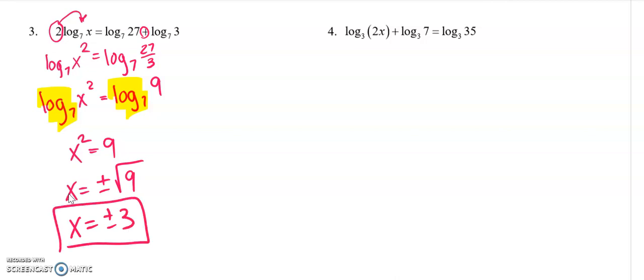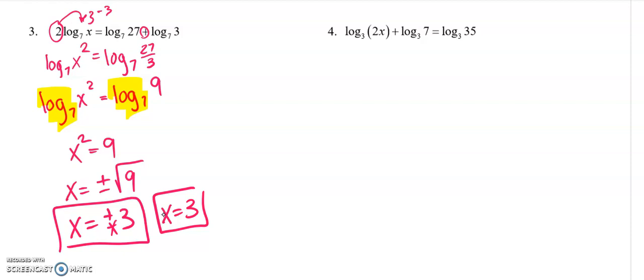Now, when we go to check this, when I plug in a positive 3 up here, that's good. That's legal. I can take the log of 3. However, when I go to plug in the negative 3 up there, I cannot take the log of a negative, so the negative is out. So then I'm just left with x equals 3. Another way we could do this one is probably going to make it harder, so let's just stick with that.